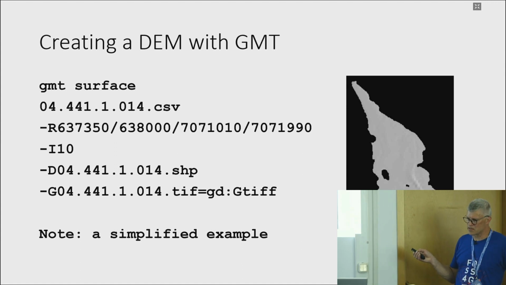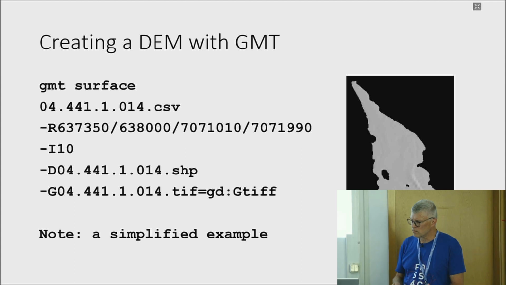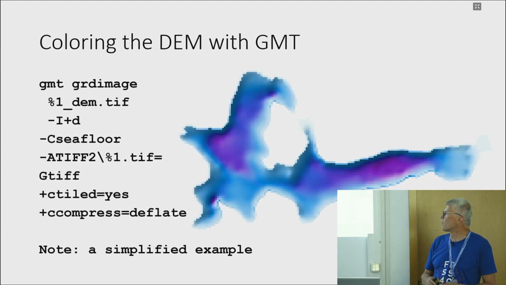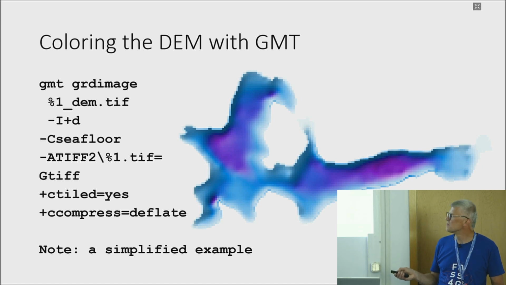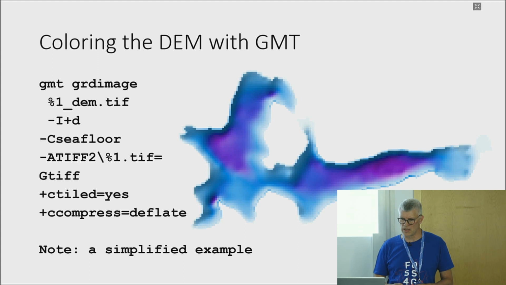This is not actually a DEM, this is a shadowed version of a DEM. And another example of using GMT is to put some color to the digital elevation model. The function is grdimage. It takes something in, and then it makes some default shading. It takes a color map from a text file that is called seafloor, and then it takes the input and output and some GDAL options about what kind of GeoTIFF is the result.